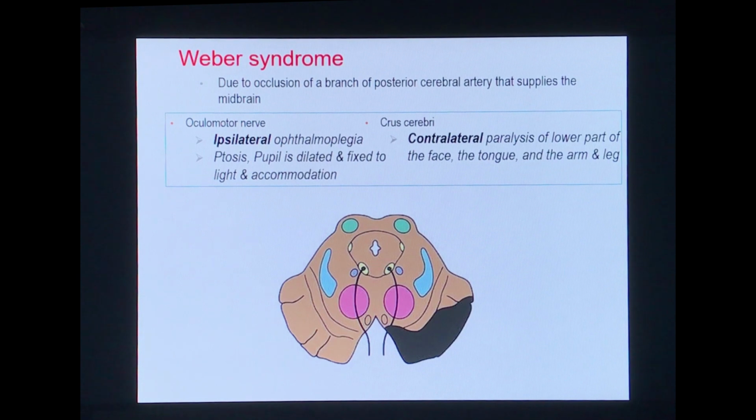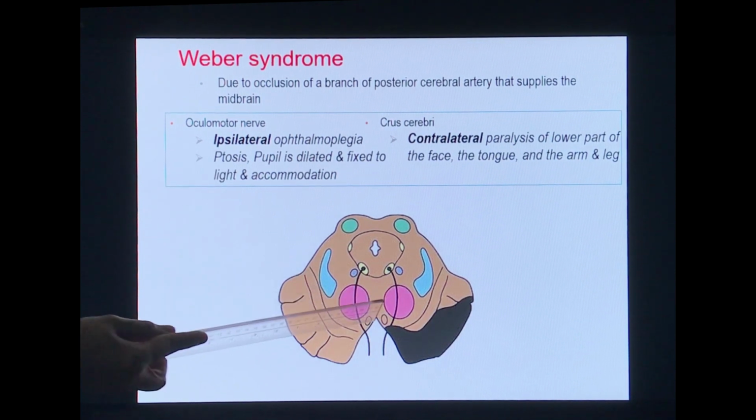Along with that, as I mentioned, the oculomotor also supplies the levator palpebrae superioris, which mainly helps in the elevation of the upper eyelid. Since that has become weakened, the patient will have drooping of the upper eyelid. That condition is called ptosis.